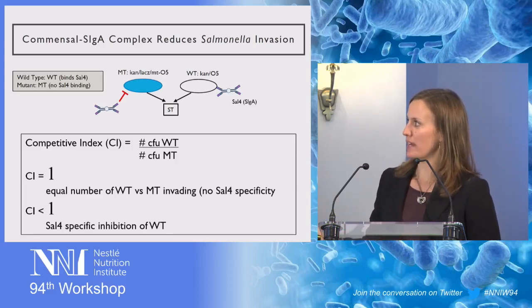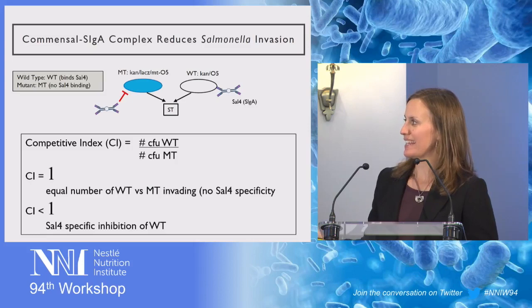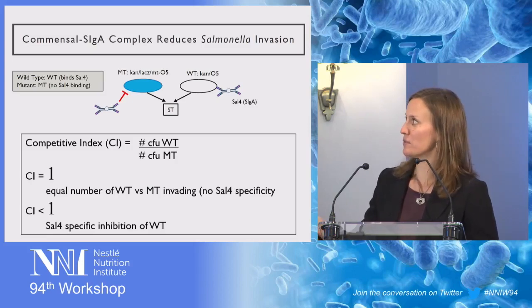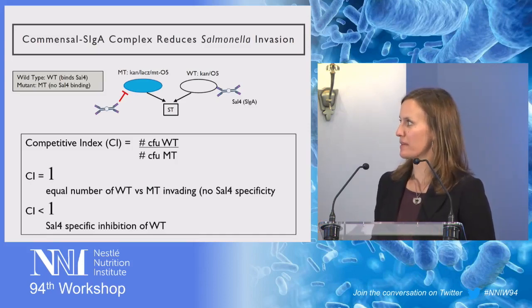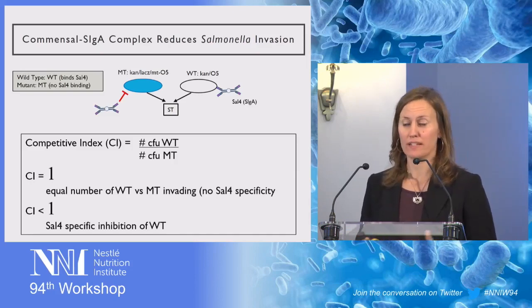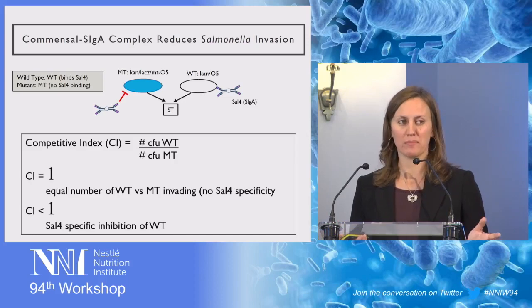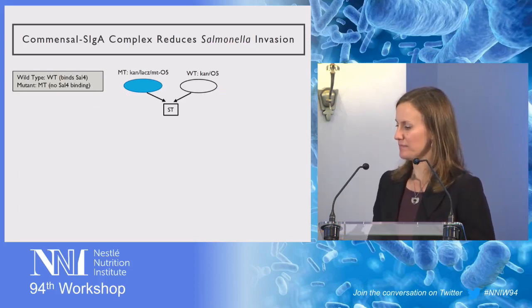The idea here is that a competitive index of 1 essentially means an equal number of both the wild type and the mutant. A competitive index of anything less than 1 indicates SAL4 specificity, where we had a fewer number of the wild type and no change in the mutant. So we were looking at this as our baseline marker to evaluate the effectiveness of SAL4 specificity, and also to get away from the inherent variability in mouse models to look at Salmonella invasion.